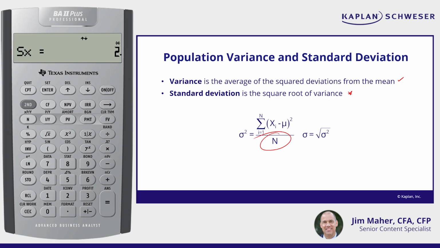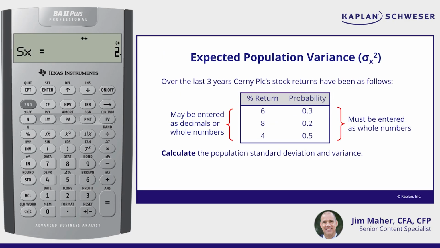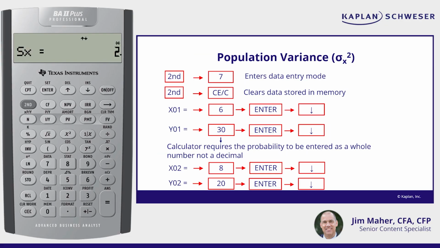All right, so let's go ahead and look at our example. We're going to do an expected population variance in this case here. And we're looking at our 3 years of returns. We got our probabilities back. You can see we're going to enter our returns as whole numbers. That's what I would prefer. Once again, we'll enter our probabilities as whole numbers. And we want to calculate the population standard deviation and the variance, okay? And let's go ahead and now dive right into our calculator.